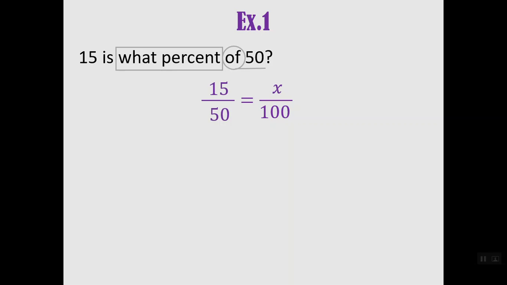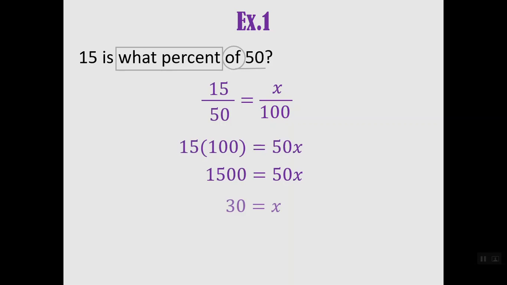Now I've got a proportion, and you're experts at solving those already, so we're going to go ahead and cross multiply to solve. So I come up with x is 30, and then I can rewrite my sentence saying 15 is 30% of 50. It's important when you write the answer on a quiz or test: when the question asks what percent, you need to write the percent symbol. You need to write 30% as your answer.